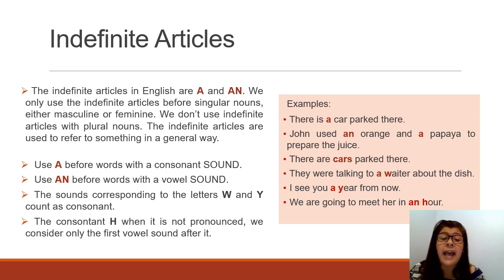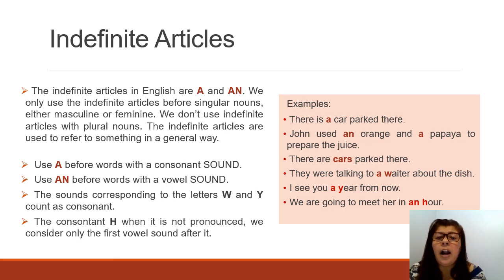With the consonant H, when it's not pronounced, we consider only the first vowel sound after it. So the H is mute. It's not pronounced. So you're going to consider the vowel sound after the H. Okay, let's see some examples.